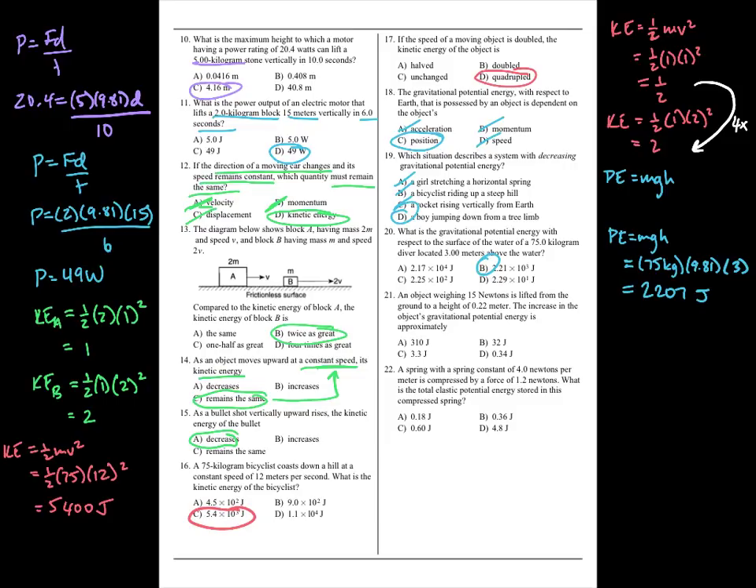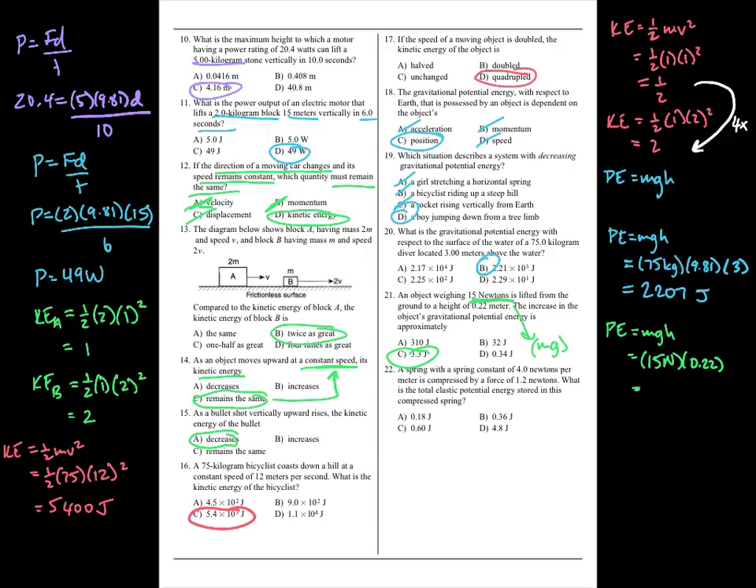An object weighing 15 newtons is lifted from the ground to a height of 0.22 meters. The increase in the object's gravitational potential energy is approximately, same thing, plug and chug. Now, key thing here, they gave you the weight in newtons. So that already is mg. If they give you the mass in kilograms, then you multiply by 9.81. If it's in newtons, you don't have to do that. Okay, and that should equal this, choice C.